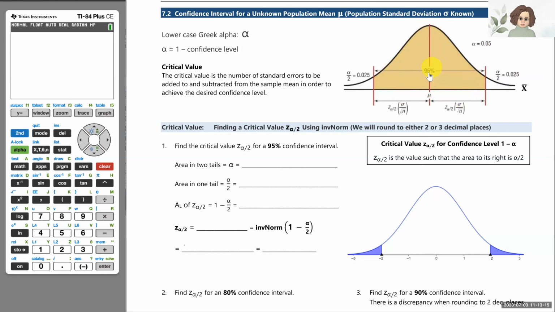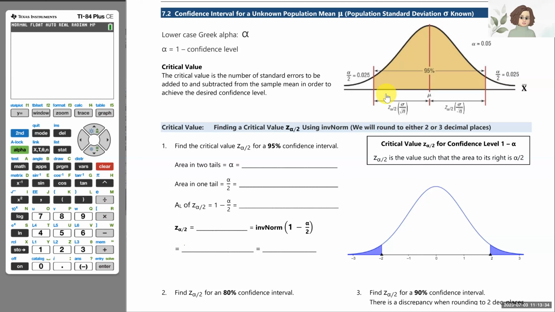Now, in this picture, it says 95% for that area because this area with our confidence intervals will represent our confidence level. And we'll need to move forward and learn what some of the other symbols that are showing up here mean.